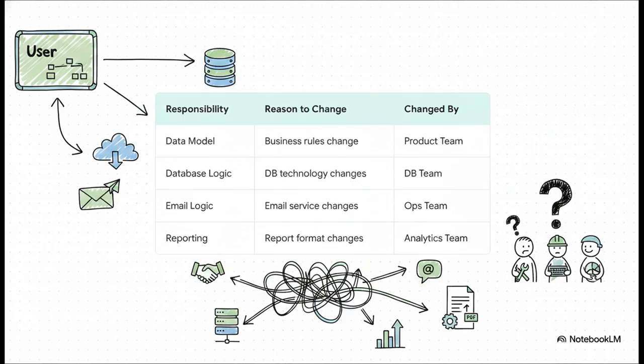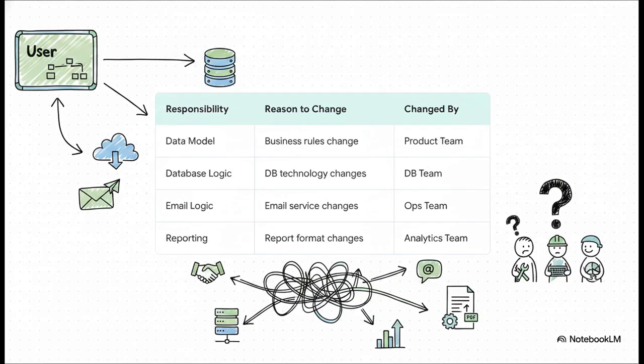It holds user data. But then, it also handles saving that user to the database, and it sends welcome emails, and it also generates PDF reports. Now look at that reason to change column. You've got business rules changing, which the product team cares about. You've got the database tech changing, which is the DB team's problem. Then the email service changing, which is on the ops team. And finally, the report format changes.